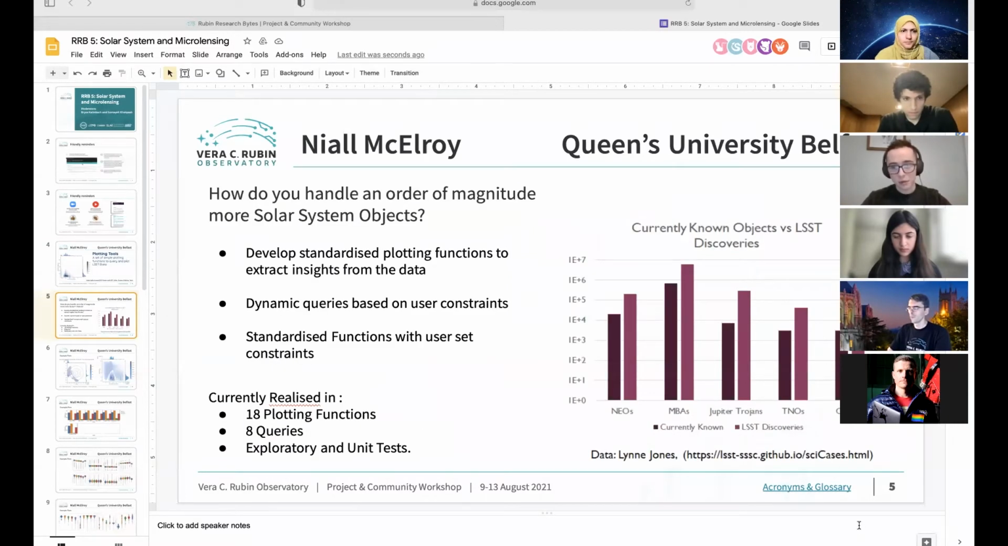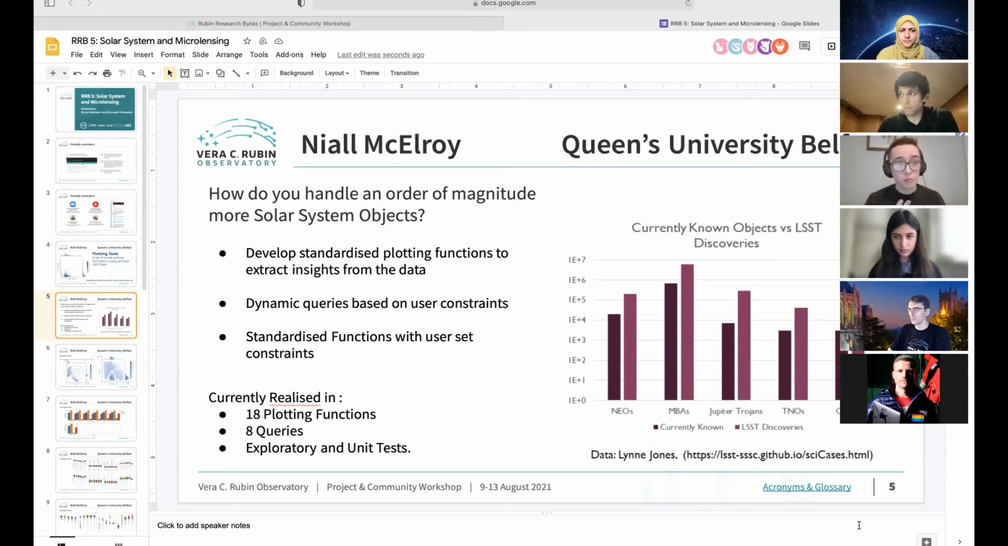please. The main question is, how do you handle an order of magnitude more worth of solar system objects? As you can see on this figure, there's an extra order of magnitude worth of objects in each one of the groups when comparing currently known objects with expected LSST discoveries over the 10-year survey length.